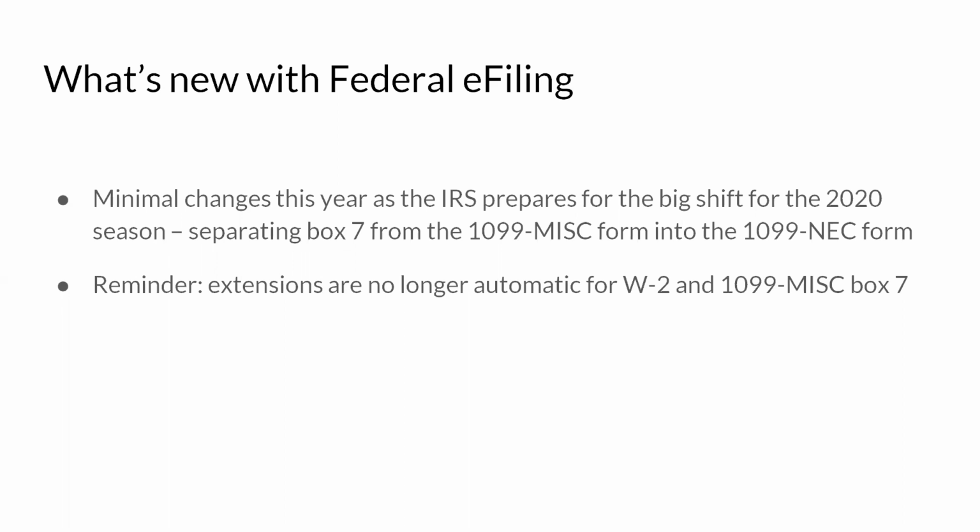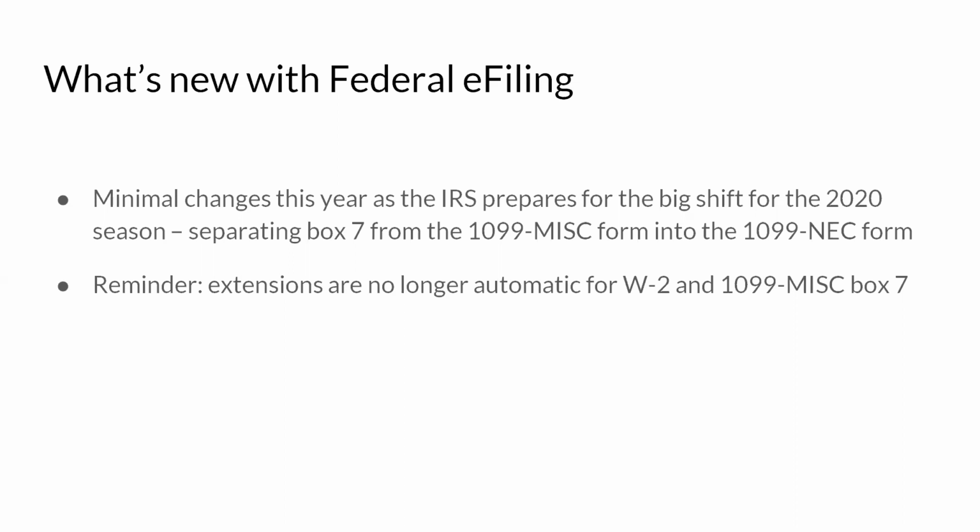On the good side here with the federal e-filing, there are minimal changes this year. The IRS is preparing for a big shift for next year. So for the 2020 tax season, the IRS is introducing a brand new form. It's actually a really old form, but they're going back to it, called the 1099 NEC for non-employee compensation. So they're going to be separating Box 7 out of the 1099 miscellaneous form. Again, that's for 2020, not for 2019, but I just want to make you aware of it.